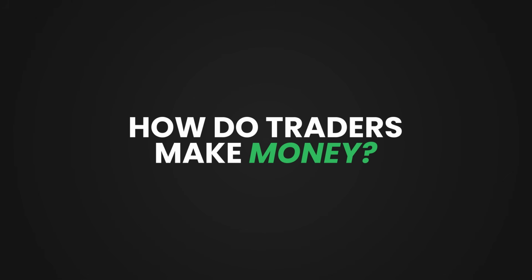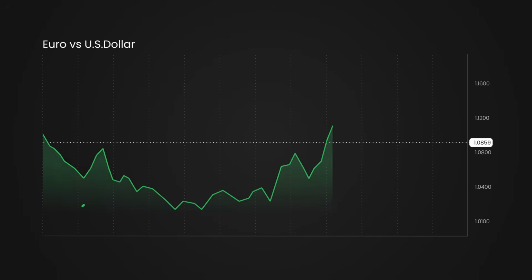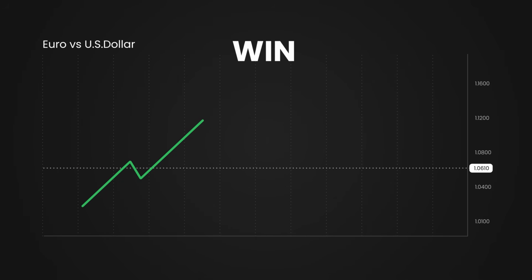So, how do traders make money? Let's say you think the euro will get stronger than the dollar. Then you buy EUR USD. If you're right and the euro rises, you earn. If it drops, you lose. Think of it like a seesaw. When one side goes up, the other goes down, and traders always try to predict the way it will tip.